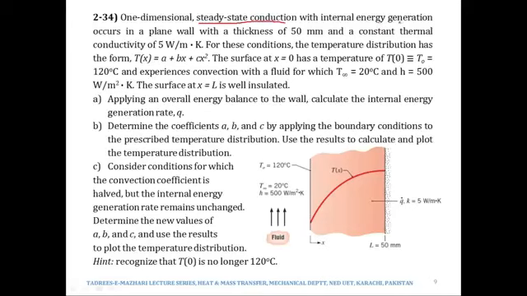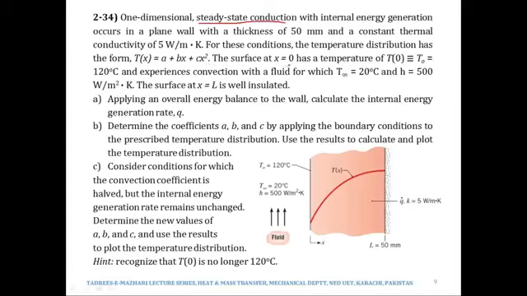With internal energy generation, so there is Q dot, in a plane wall, we would be dealing with a Cartesian coordinate system, and that plane wall has a thickness of 50 millimeters. This is the plane wall that is shown over here, with a thickness of 50 millimeters and a constant thermal conductivity of 5 watts per meter Kelvin. So properties are constant, which means that the material is isotropic. For these conditions, the temperature distribution has the form T(x) = A + Bx + Cx².